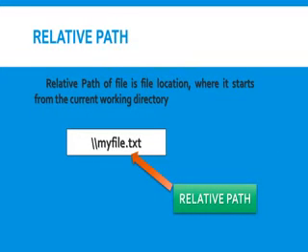So let us see the relative path. The relative path of a file is the file location that starts from the current working directory. Basically, it doesn't require the detailed specification of the path. Rather, we need to give the file name, which symbolizes and is intended for the current working directory.